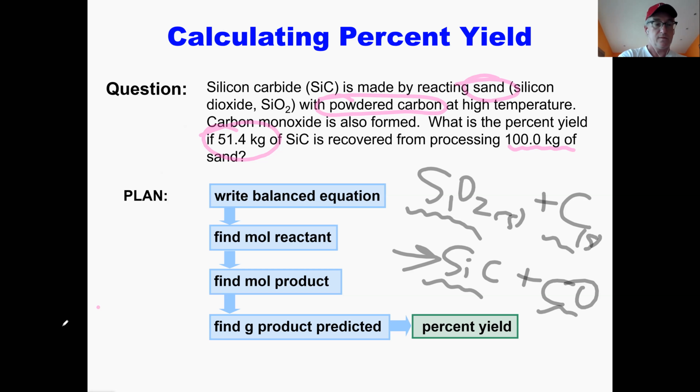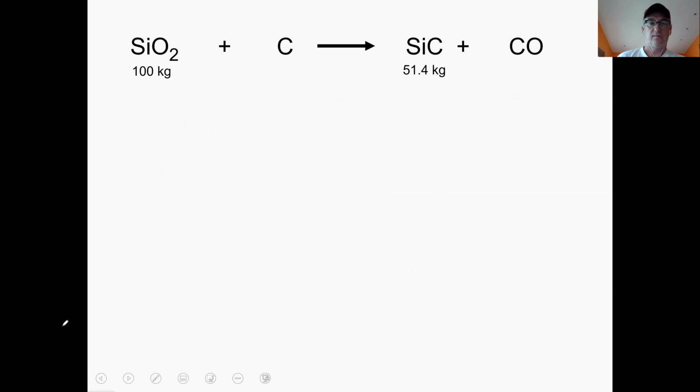Okay. So here's our reaction. So next, we have to balance it, right? So how do we balance this reaction?